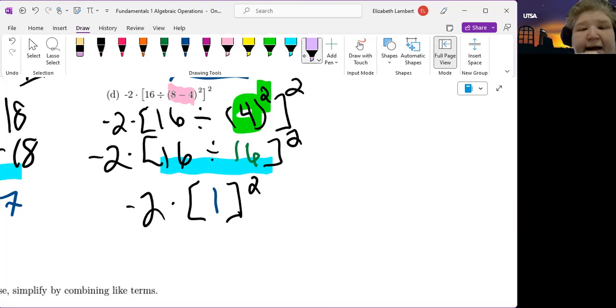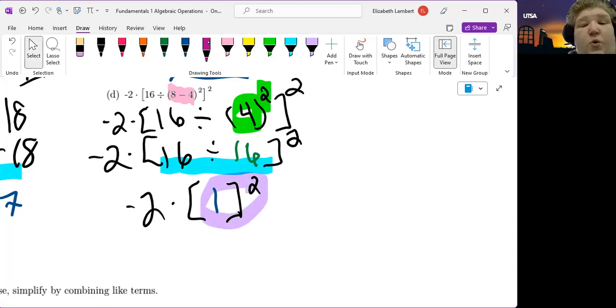All right, now I've got -2 times 1 squared. I've still got an exponent inside the brackets. Like I recopied them, but it's just a single number. So there's nothing inside the brackets. Now I can move to that exponent.